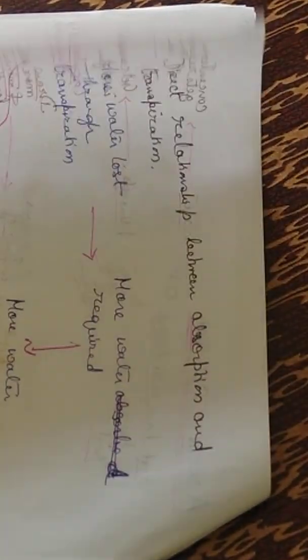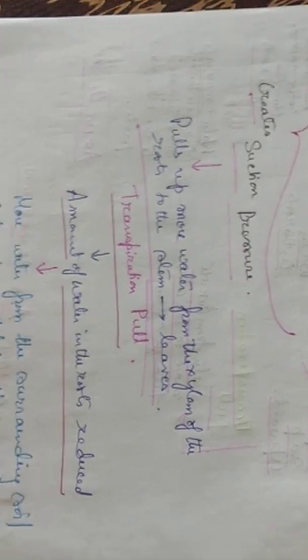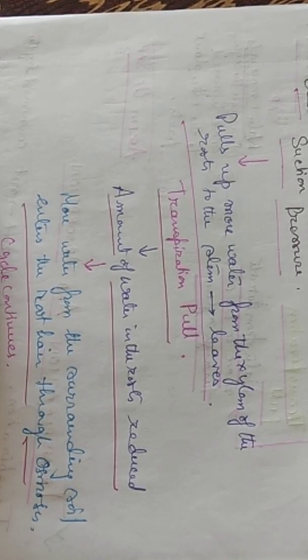Next, there is a direct relationship between absorption and transpiration. The more water lost through transpiration, the more water is required and the more water will be absorbed. So this creates a suction pressure. What is suction pressure? It is a pull which is created, which pulls up more water.